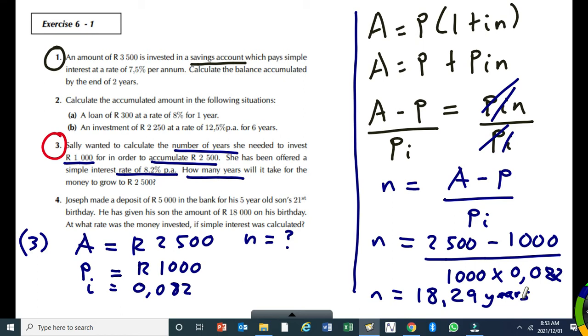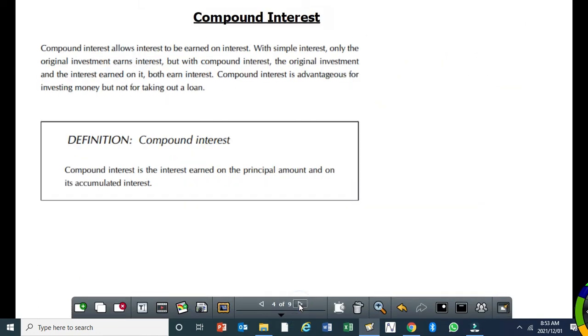Right, any question there before I move on to compound? I'll give you a moment. Alright, let's move on to compound interest.